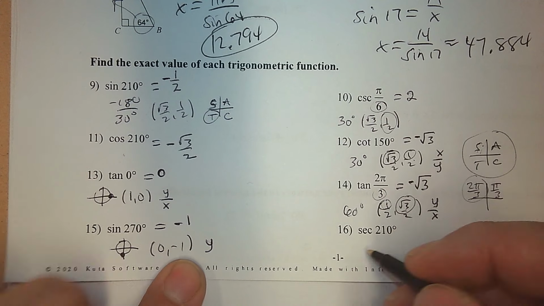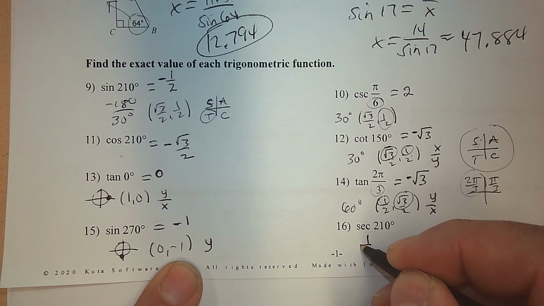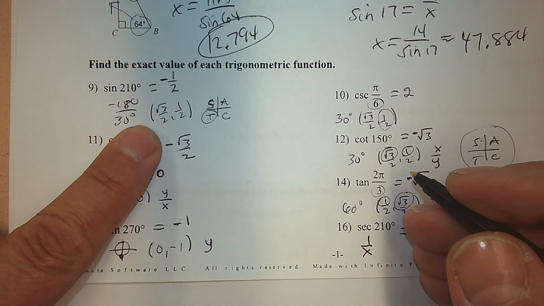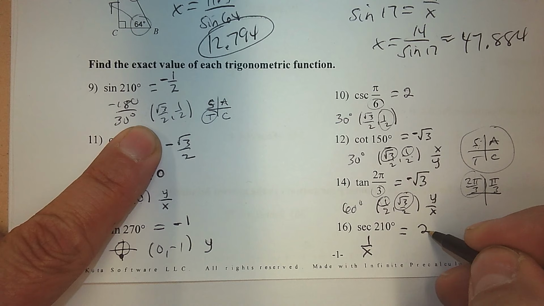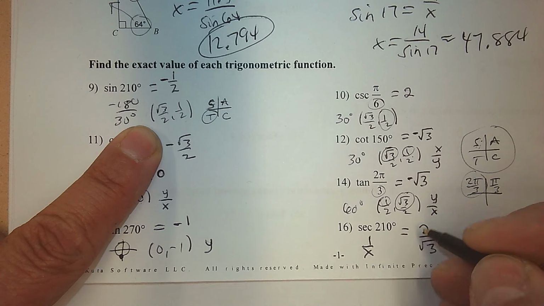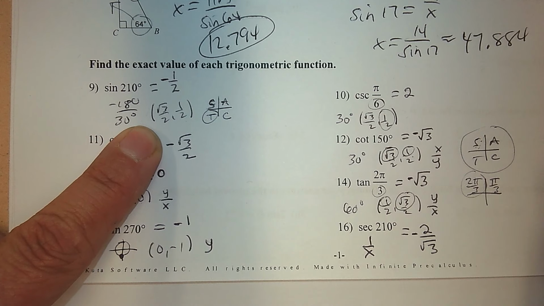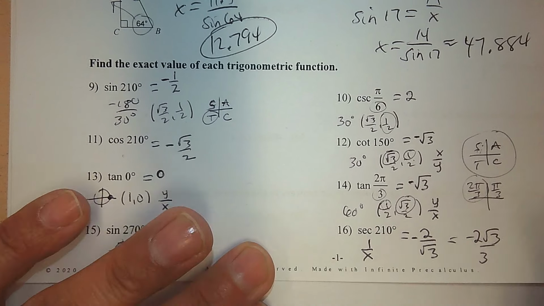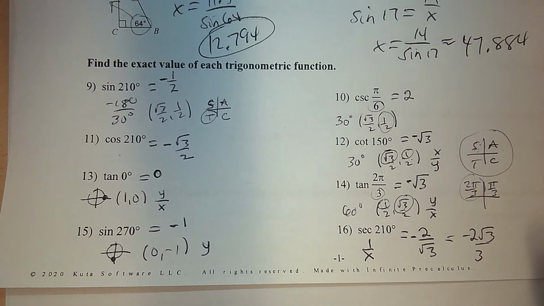So we need to know the definition of secant, which is the reciprocal of x. If you take the x coordinate and do the reciprocal, you can leave it as 2 over root 3, but know that the answer is negative. You could also see this answer as negative 2 root 3 over 3. Same answer. All right, turn the page over.